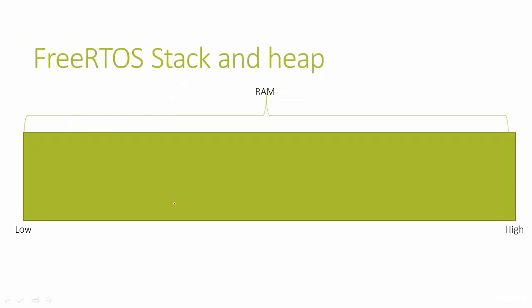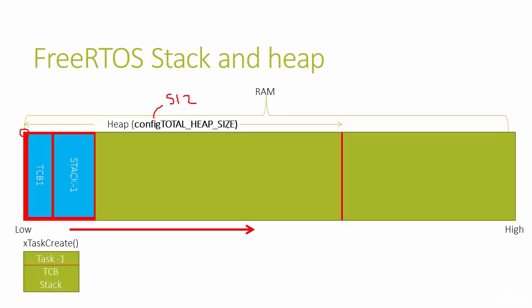Okay, so let's move forward. Now let's say you have a RAM and this is the space of the heap. If you make this, say, 512, then 512 bytes of memory will be reserved for heap. Now let's see how task creation takes place in this scenario. When you create a task by using an API called xTaskCreate, this is the API to create a task. I will explain this API later. It's just an API which creates a task.